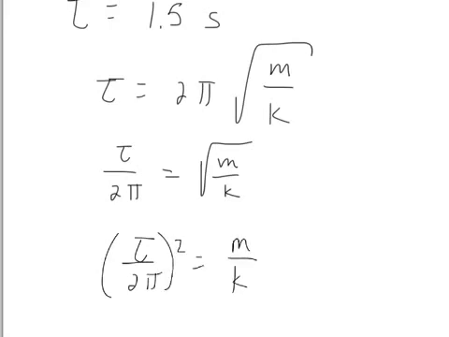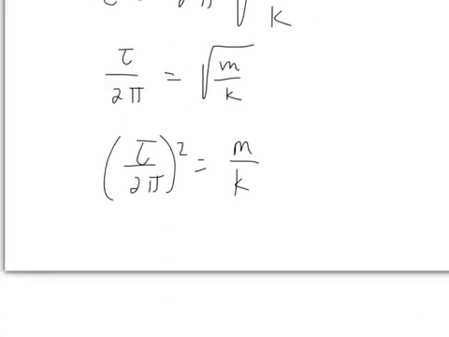And now since we're looking for k, think of this as v equals x over t. The way you would solve this would be to switch the v and the t here. We've seen that many times. You could solve for t. So take this k and switch it with this entire expression here. Again, we're just multiplying both sides by k and dividing by the quantity tau over 2 pi squared all at the same time.